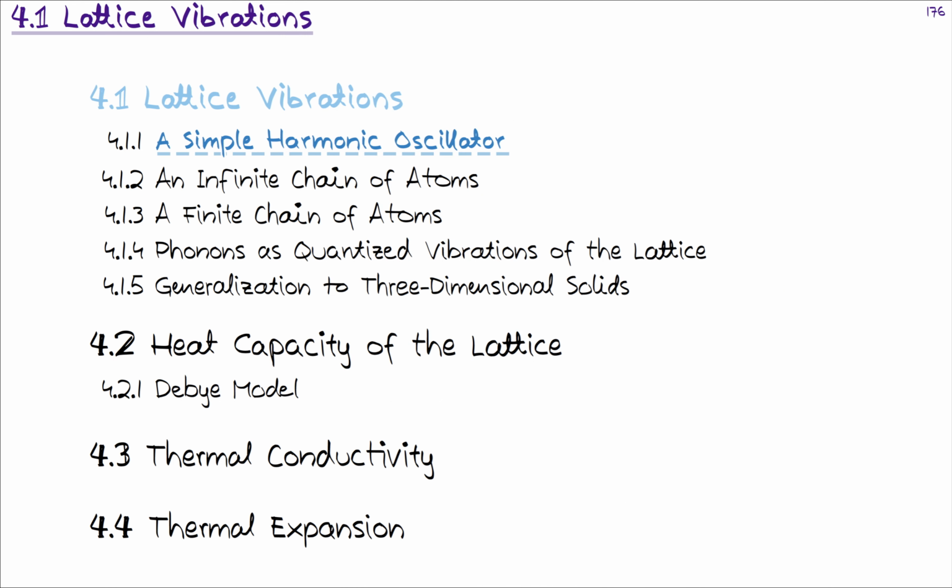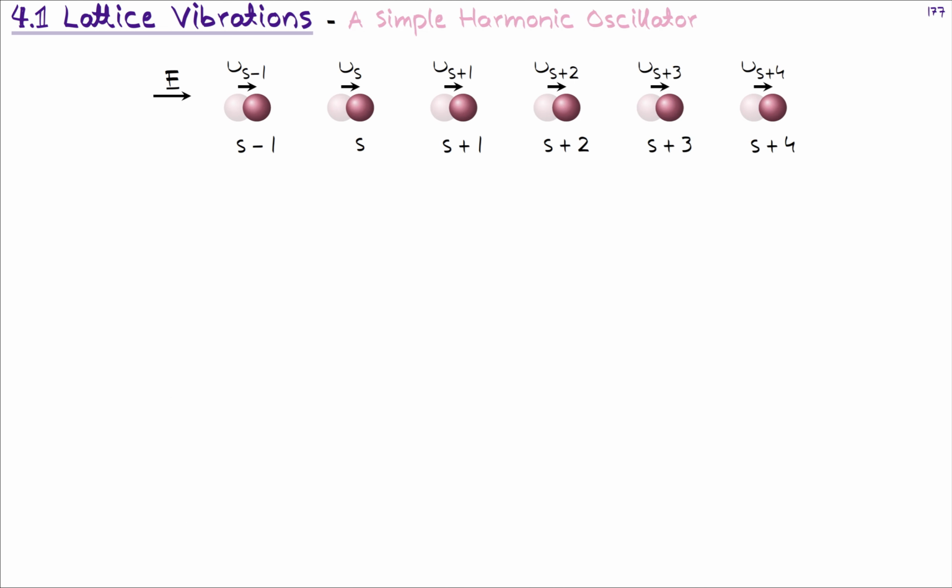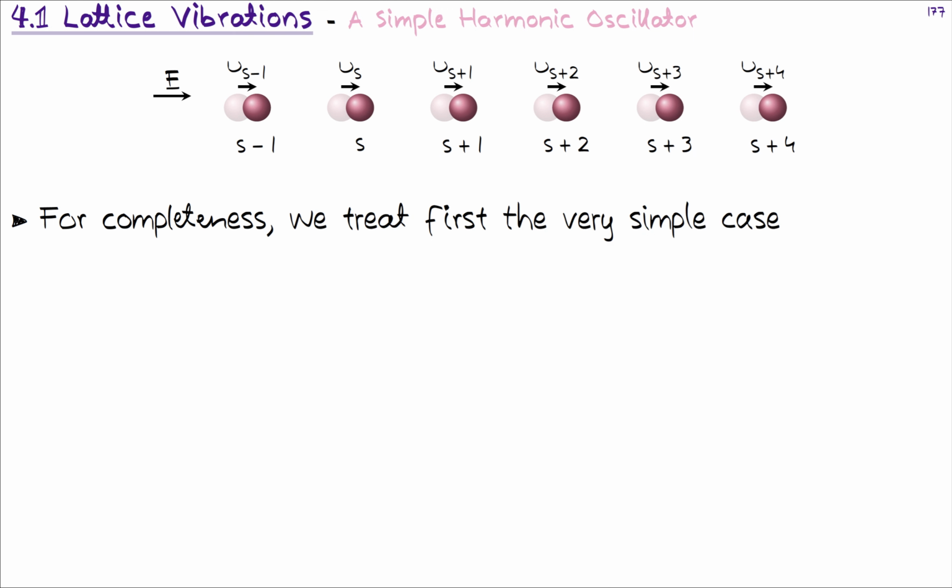And I will now start with the first piece of mathematics. So we'll solve the system of n uncoupled harmonic oscillators. This is the figure that graphically shows us what we are about to do. So we have n atoms, and they are not coupled to each other. For completeness, we just start by dealing with the very first simplest case we can imagine, and we have n uncoupled harmonic oscillators.